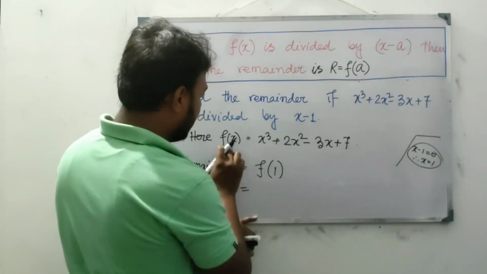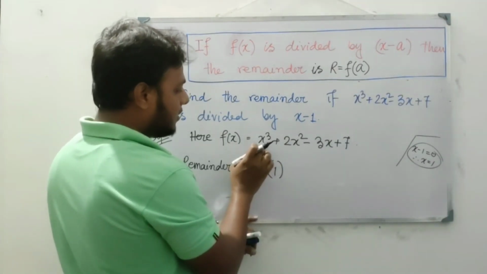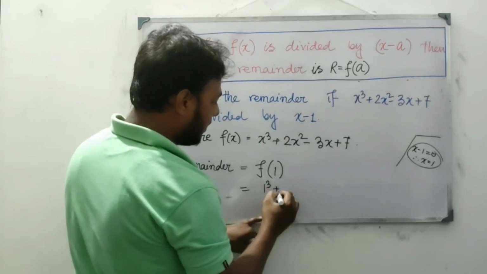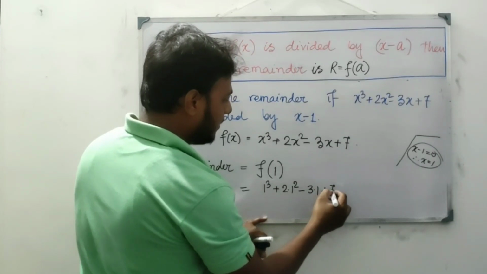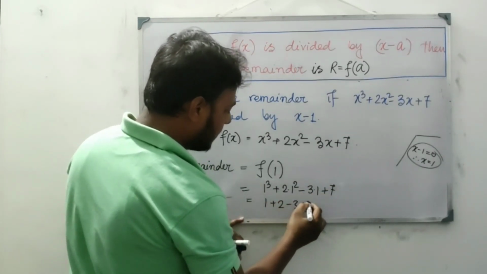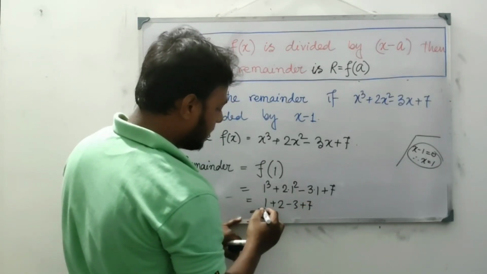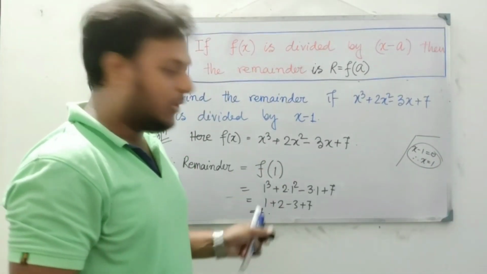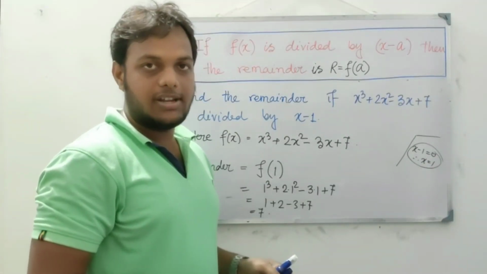Now f of 1 means we put x equals 1 on both sides. In the place of x, put 1: this is 1 cube, which means 1, plus 2 into 1 square, minus 3 into 1, plus 7. Now solve it: 1 plus 2 is 3, minus 3 plus 7. So the answer is 7. This is the remainder. So easily we are able to find the remainder. Hope you got the idea.